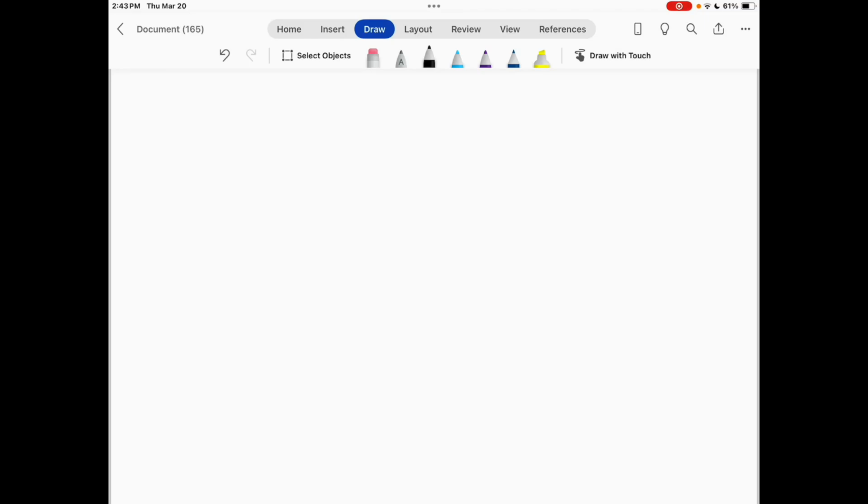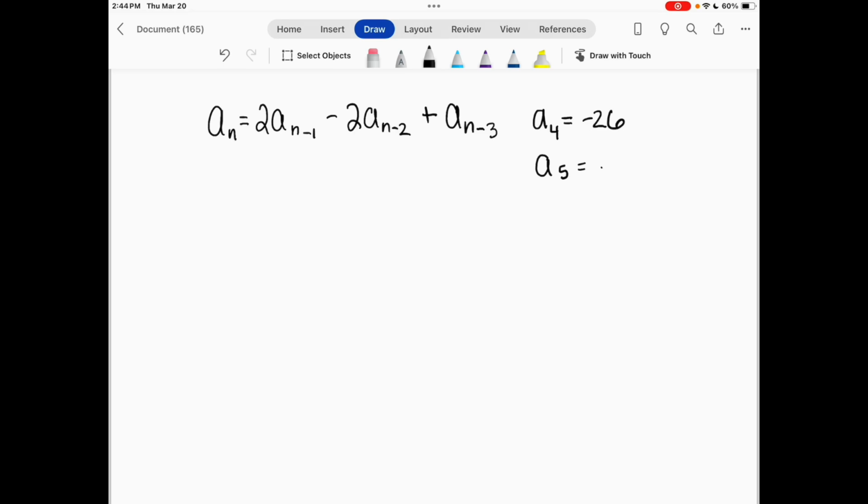In this example, we have a recursive sequence, and it's defined by a_n = 2a_(n-1) - 2a_(n-2) + a_(n-3). And we are given that a4 is equal to negative 26, a5 is equal to negative 44, and a6 is equal to negative 36.